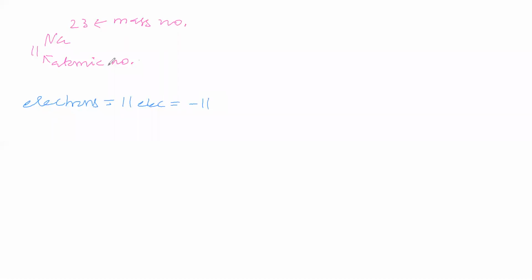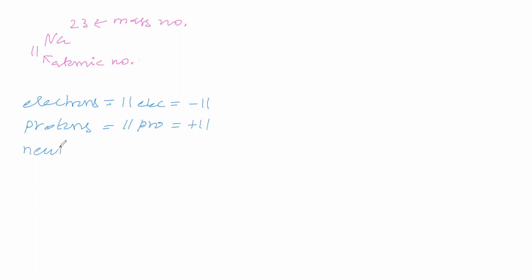And atomic number is also called the number of protons. So how many protons does a sodium atom have? 11 protons. The relative charge of a proton is plus 1. So 11 protons means plus 11.